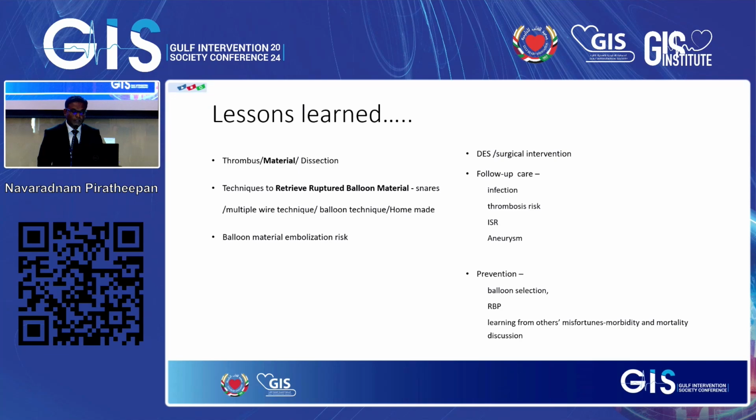After 6 months, we did an exercise treadmill test. It was negative. He completed stage 3 and the target heart rate was achieved. The patient is still asymptomatic. How should this be prevented? Through balloon selection, and not going beyond the rated burst pressure. And we usually hold morbidity and mortality meetings, learning from others' misfortunes. Thank you.